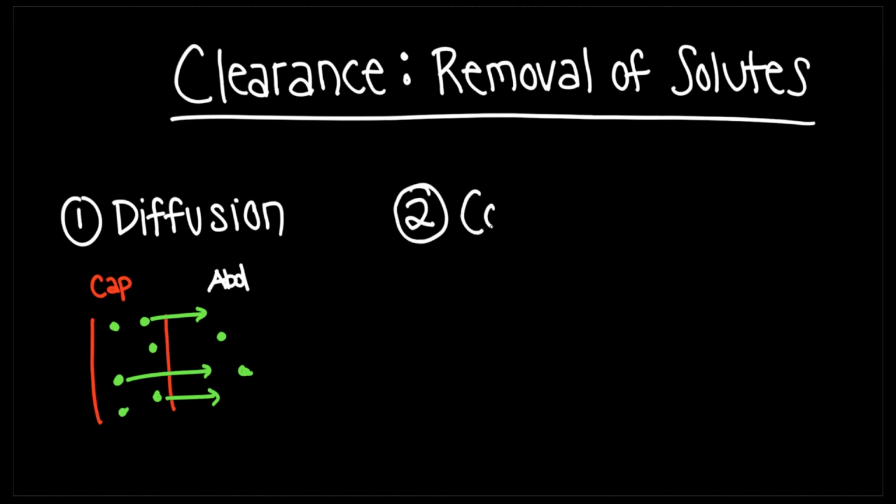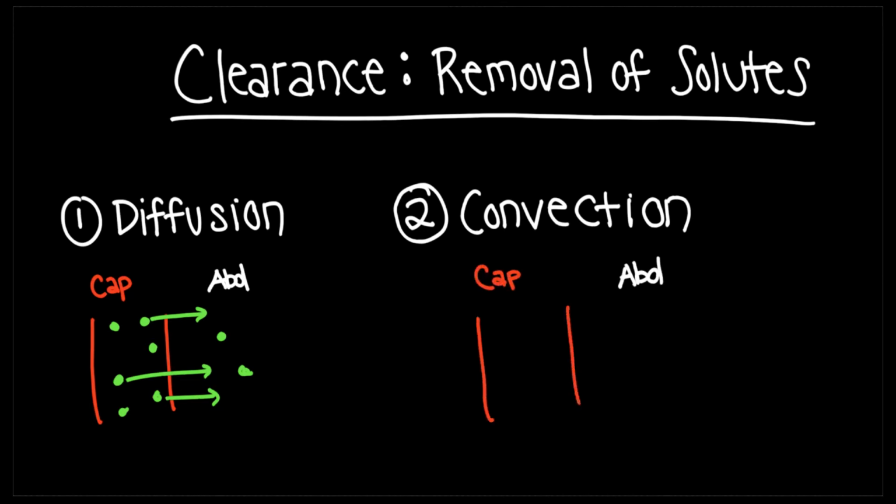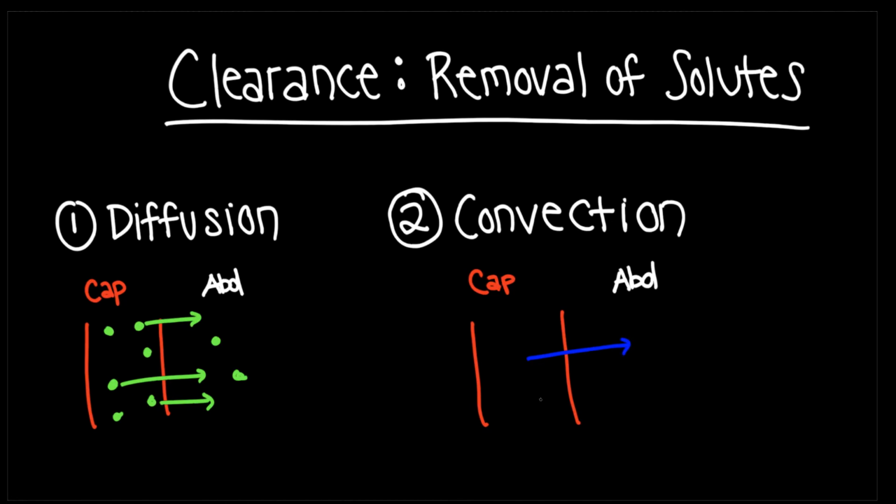The second method of clearance in dialysis is convection, which we sometimes refer to as solvent drag. The way I like to think of convection is a boulder being dragged in a river. The faster the river is flowing, or the faster your ultrafiltration is, the more particles that are going to be picked up along the way and get cleared out or dialyzed out.